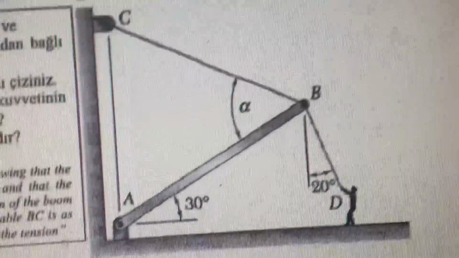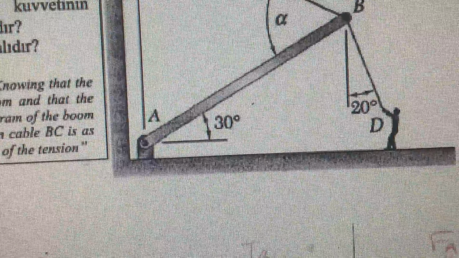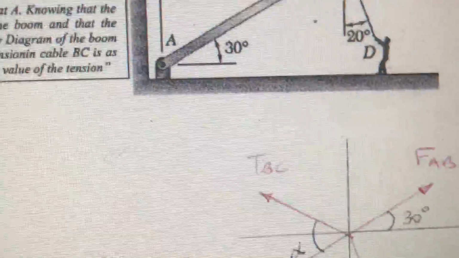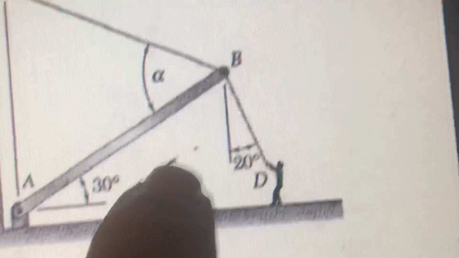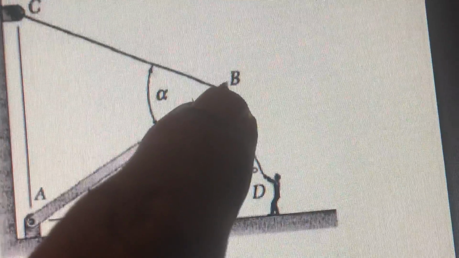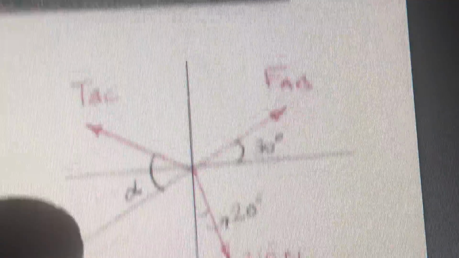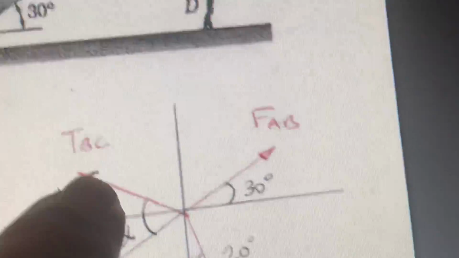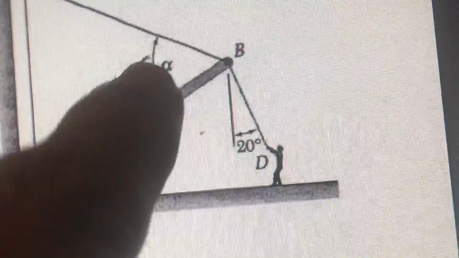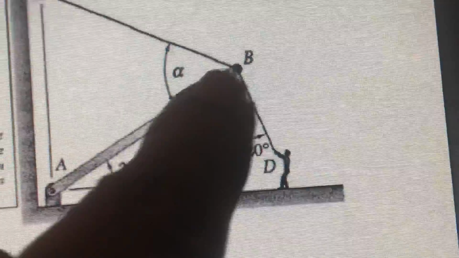Okay, so this is the same thing, and this is the answer. Let's do a free body diagram. If you take point B here, you can see that there is a cable BC, cable tension TBC, and I'm going to assume that the force AB is a tension. You could do it either way.